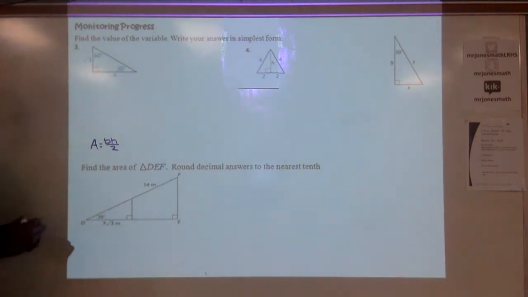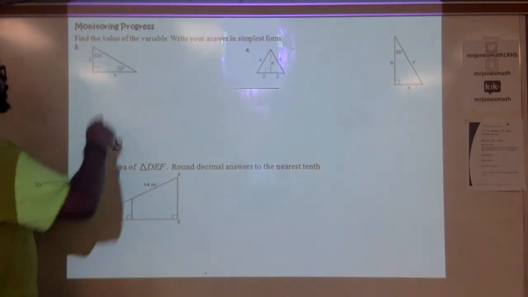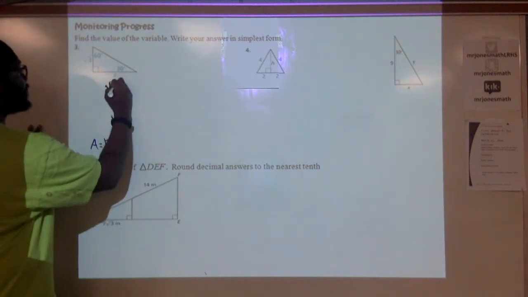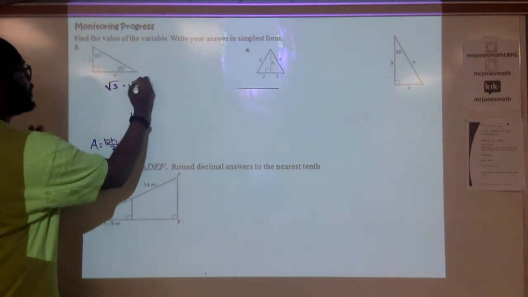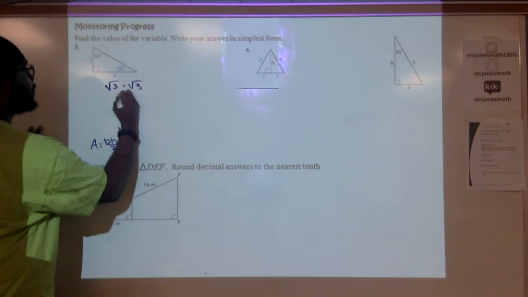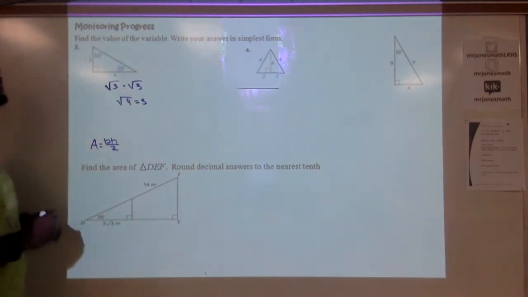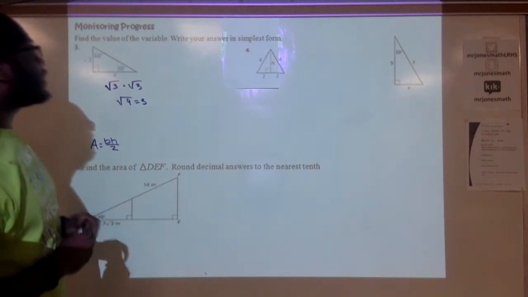Let's look at this first triangle. We know the short leg is square root of 3. To find the long leg, you just multiply by the square root of 3. Square root of 3 times square root of 3 is 9, which is just 3. All right, the second one.